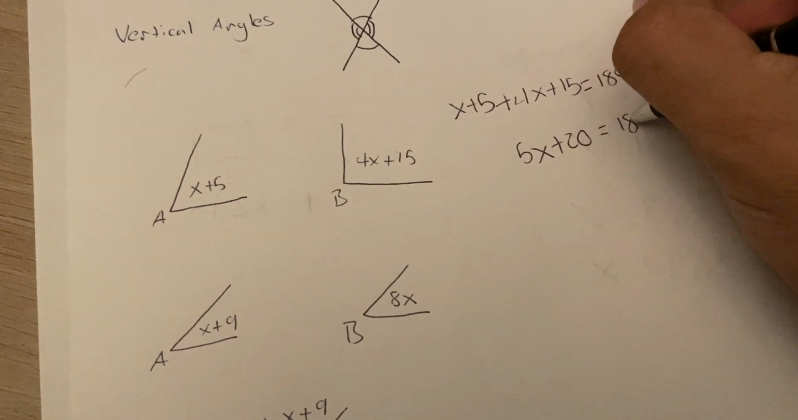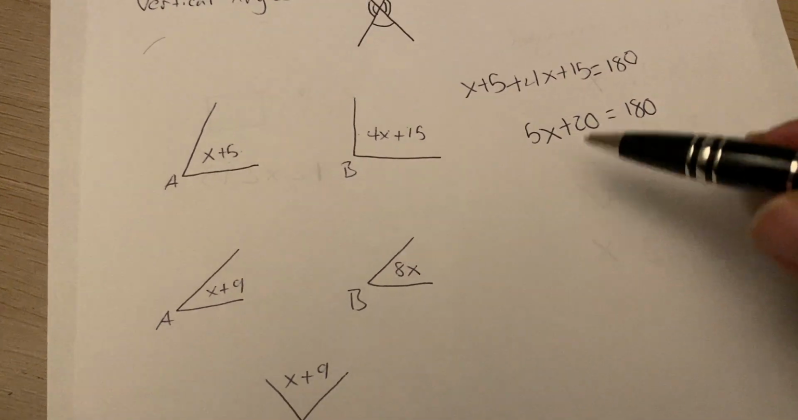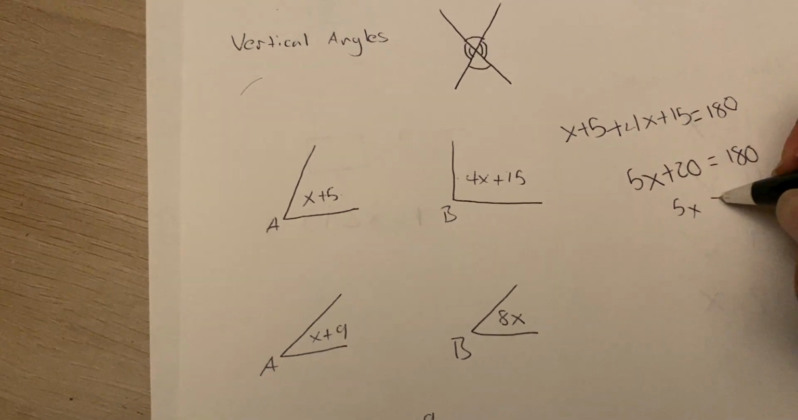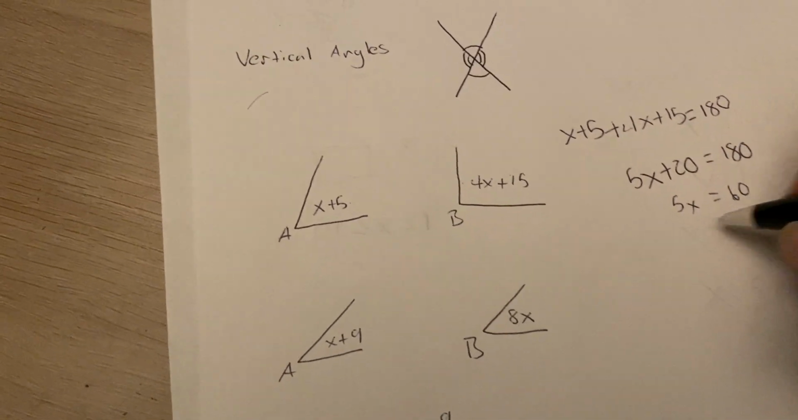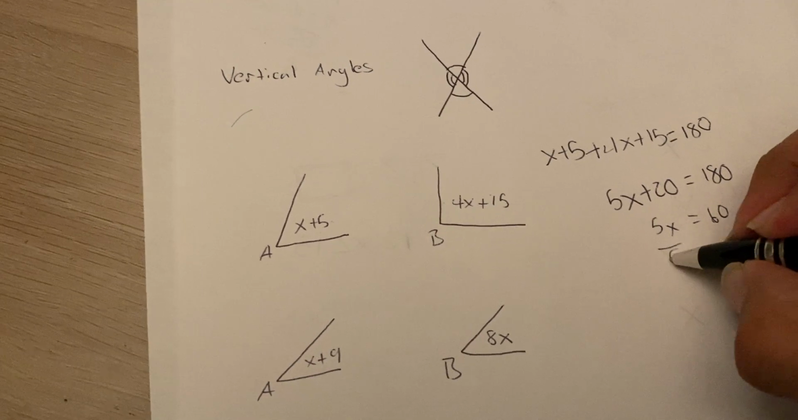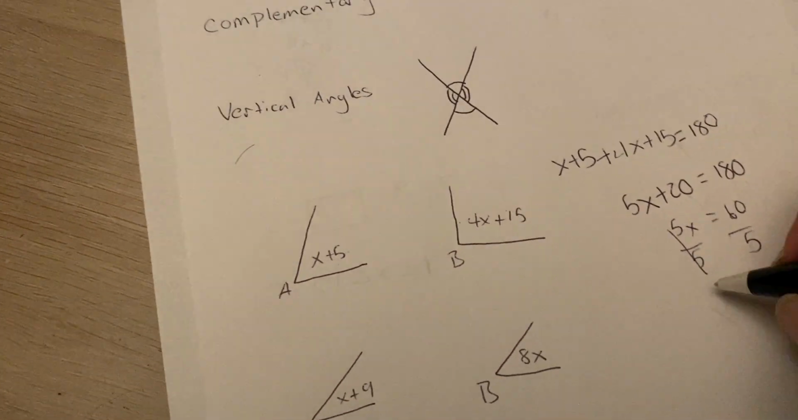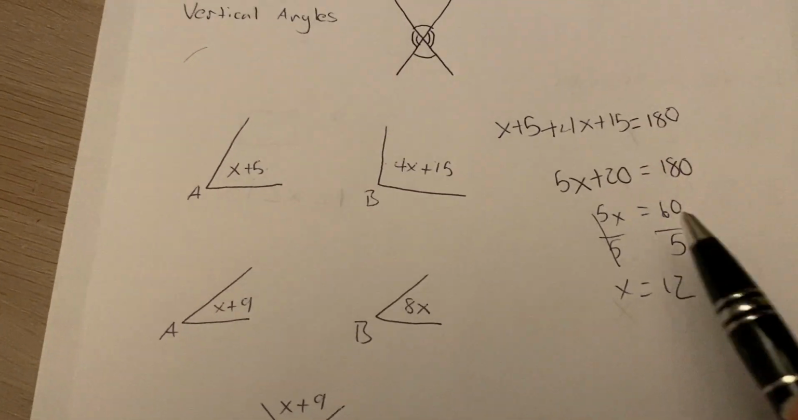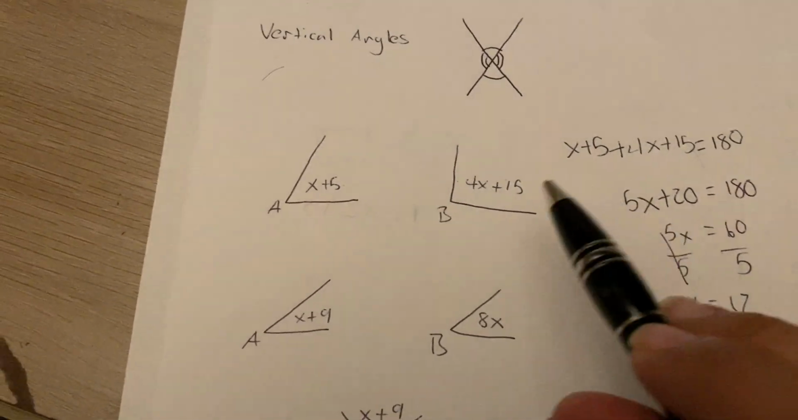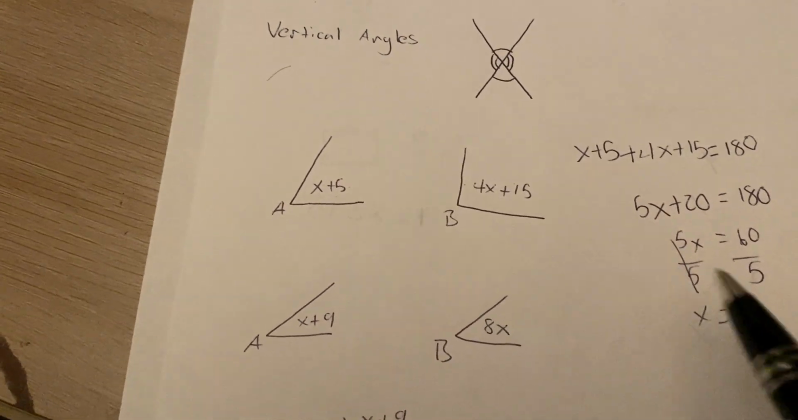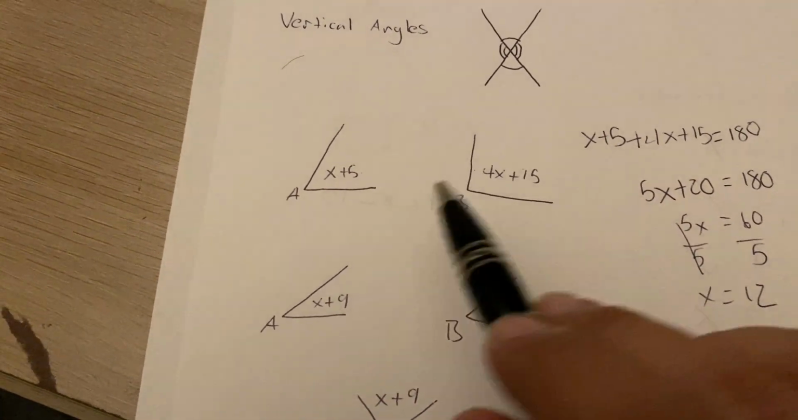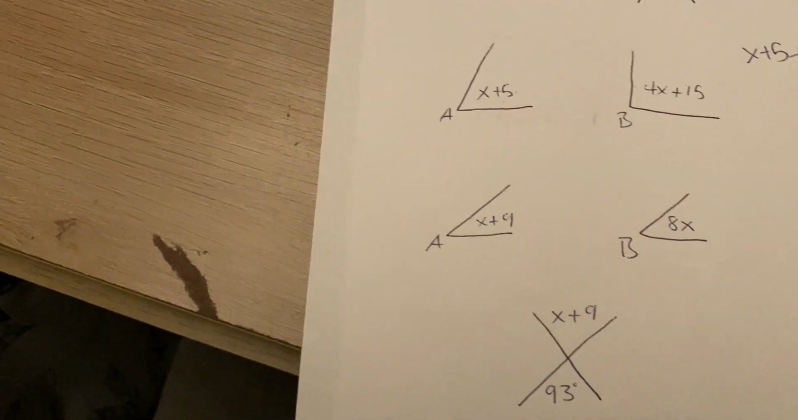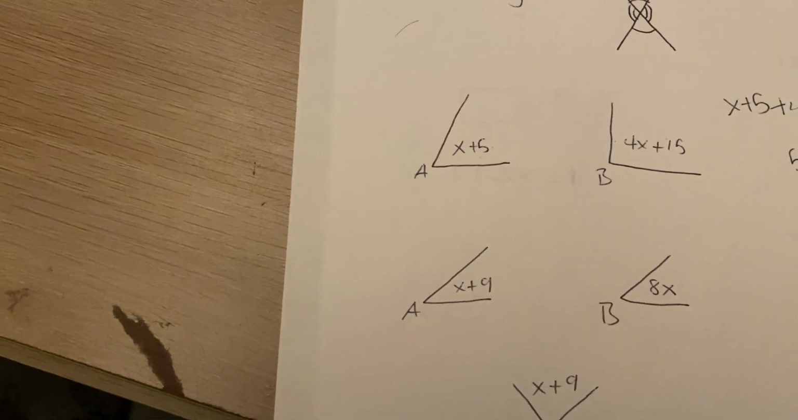And that equals 180. And now I'll solve this by subtracting 20, getting 160. So now I'm left with 5x equals 160. Then I divide by 5 on both sides. Divide by 5, divide by 5. X equals 32. So now I figured out what x is. If I wanted to know what this angle is, I would plug in the 12, so 4 times 12 plus 15. If I wanted to know what this angle was, I'd plug in the 12, 12 plus 5, and I'll get the angle.